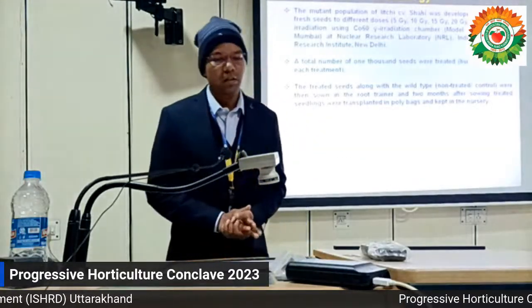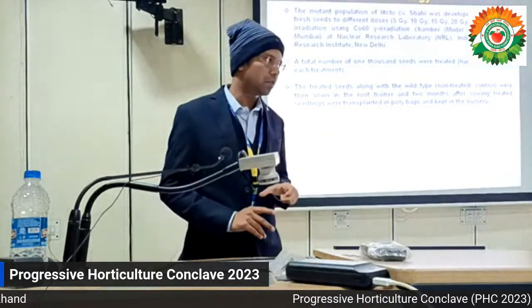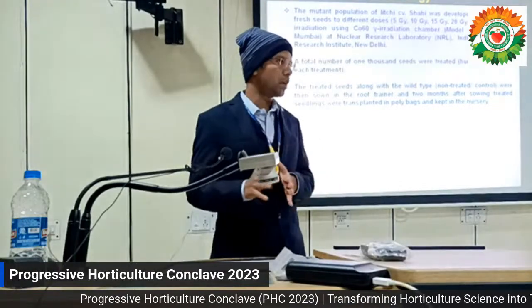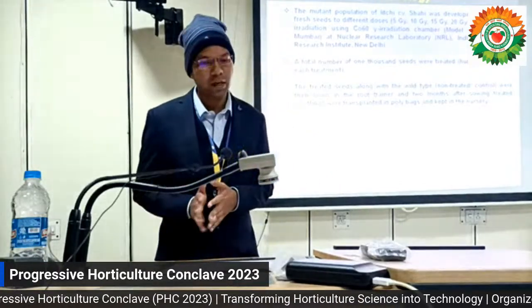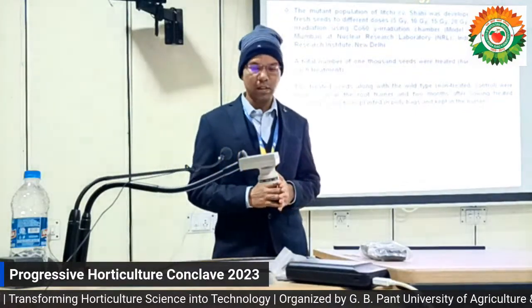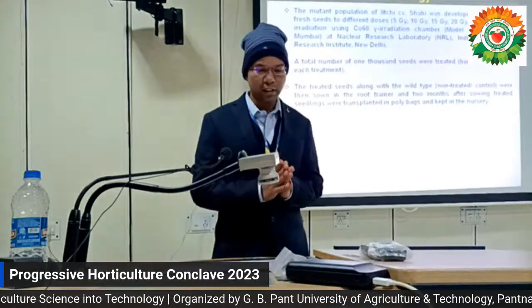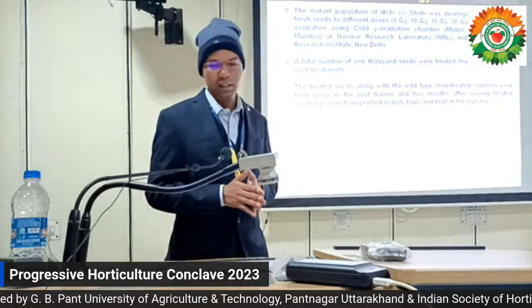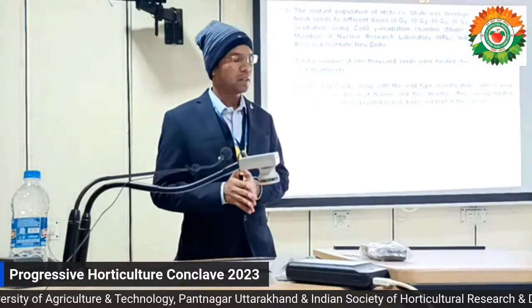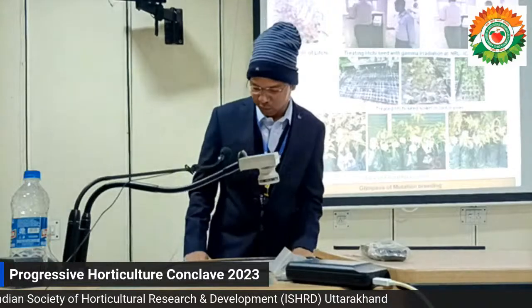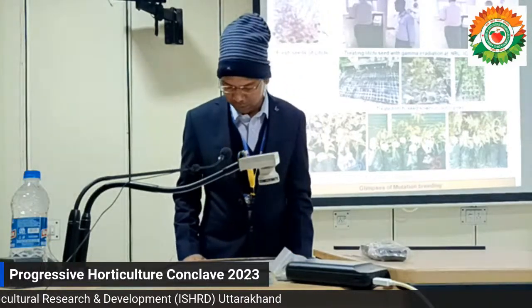The methodology was as follows. Lychee cultivar Shahi was selected, and the fresh seeds were exposed to different doses of gamma irradiation, that is 5 to 50 gray, at IARI, New Delhi. A total of 1,000 seeds were treated, 100 seeds in each treatment. The treated seeds along with the wild type were then sown in the root trainer, and after that, seedlings were transplanted in polybags and observed for their survival percentage. This slide shows glimpses of the mutation work in lychee.